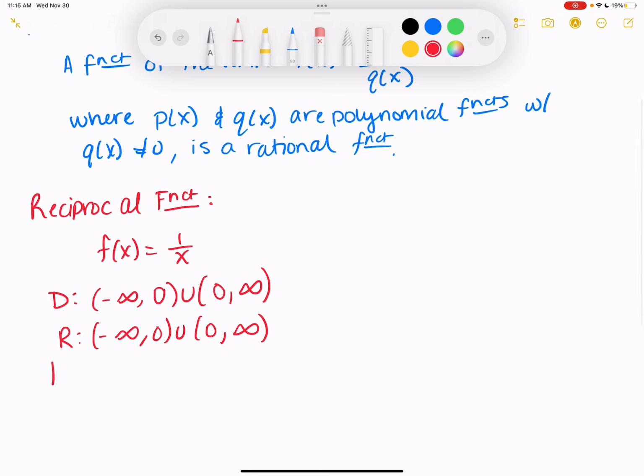They have horizontal and vertical asymptotes.